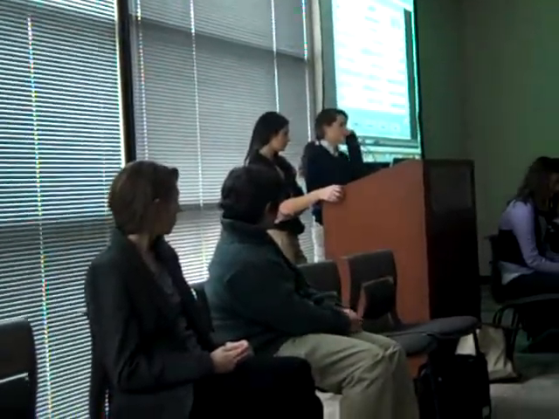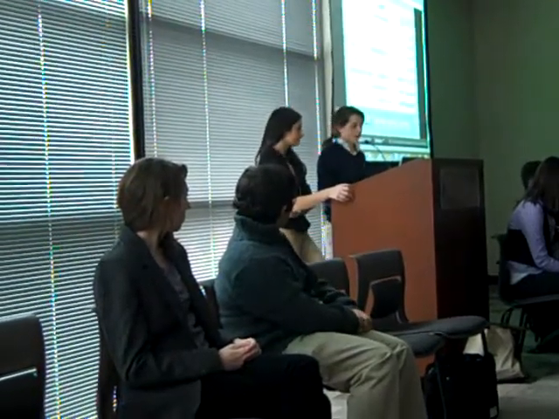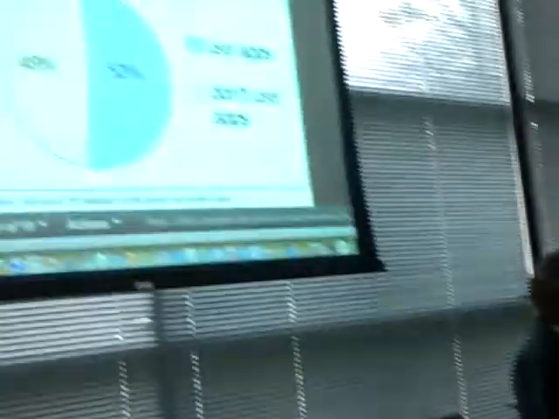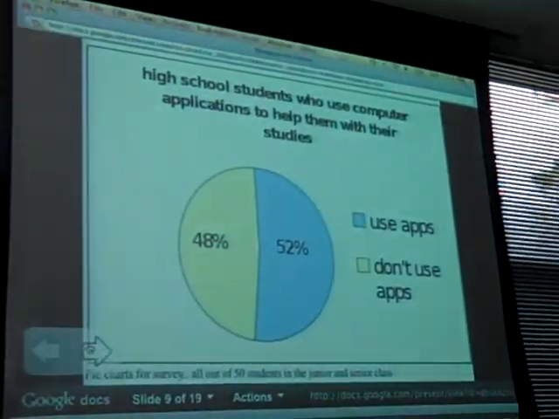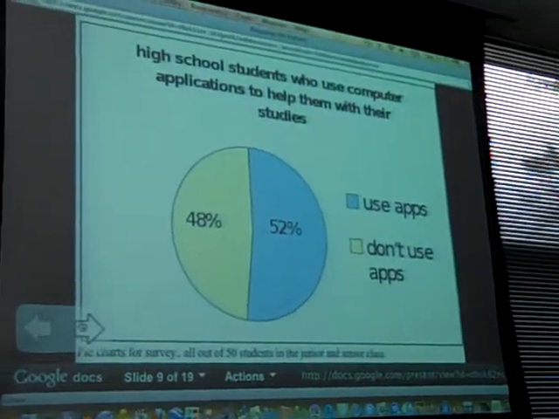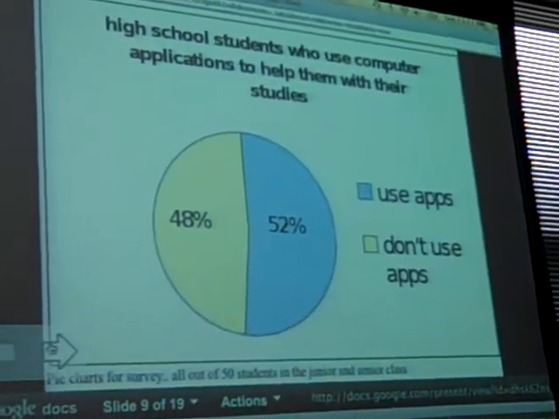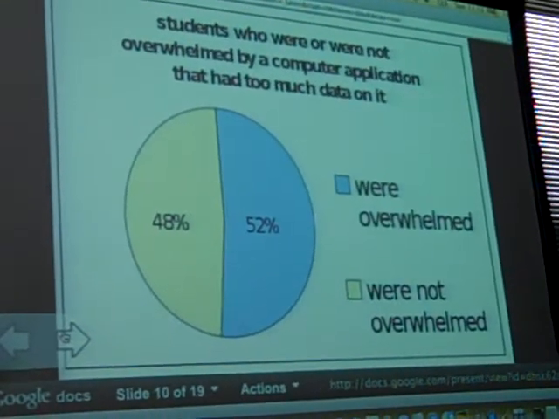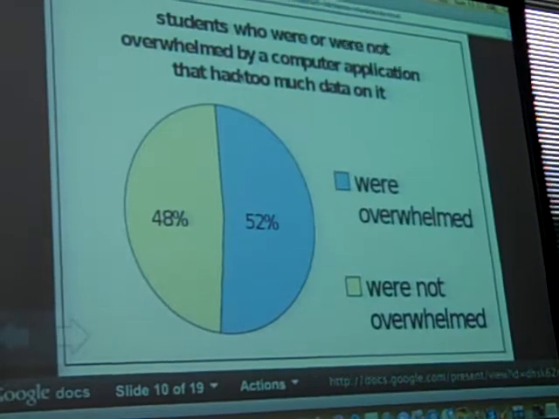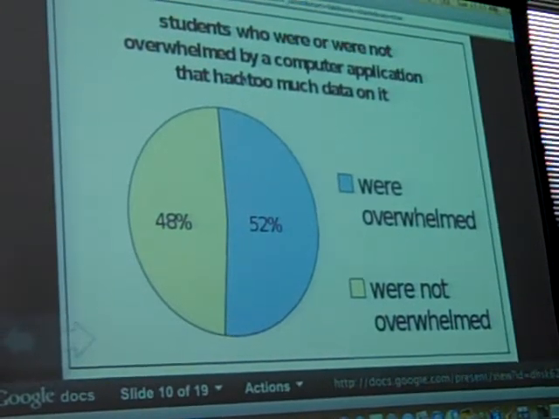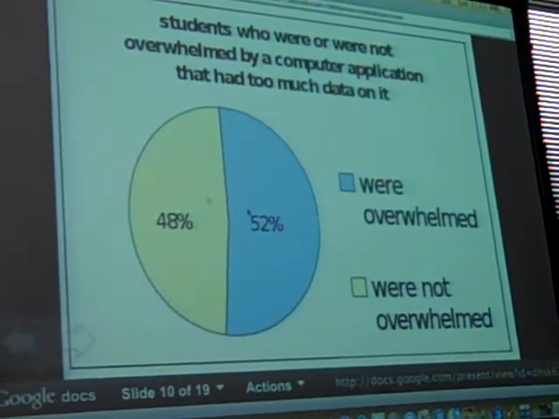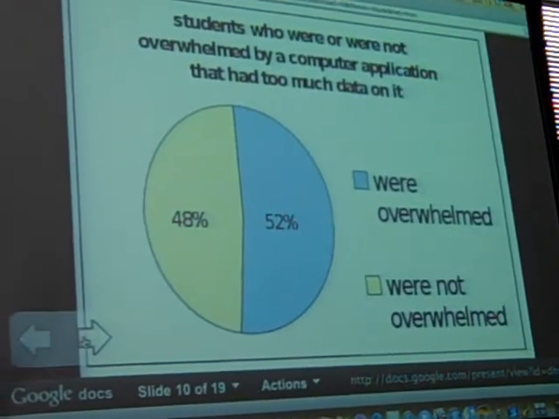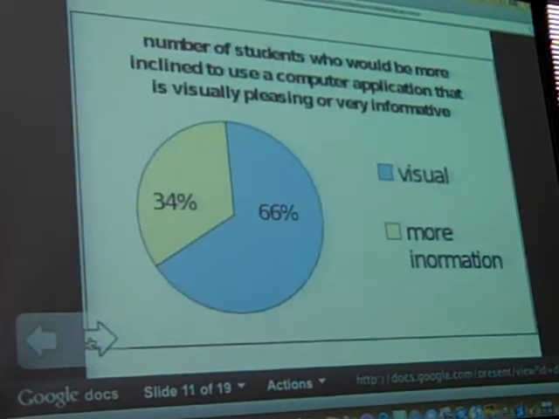So I tagged some questions onto Selena's survey with Brooke, and we asked 3 questions. So I want to know which high school students use applications to help them with their studies, and right now only about 50, there was a split. So half of them did use applications and then some of them did not. Then our next question was, students who were or were not overwhelmed by a computer application that had too much data on it. A lot of students were overwhelmed. I personally think more information is more useful, but I can understand if you want something more simple or specialized.